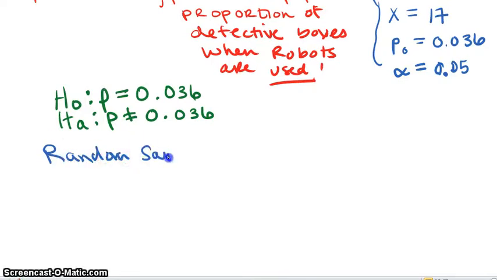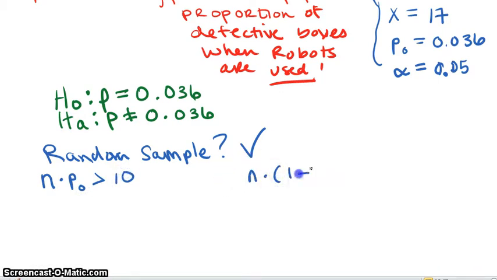Random sample, and check mark. The other thing that we need to check when we're doing proportions is the sample size condition, which in this case is n times p naught, the claimed value, must be greater than 10, as well as n times 1 minus p naught must also be greater than 10. So let's go ahead and check this really quick.